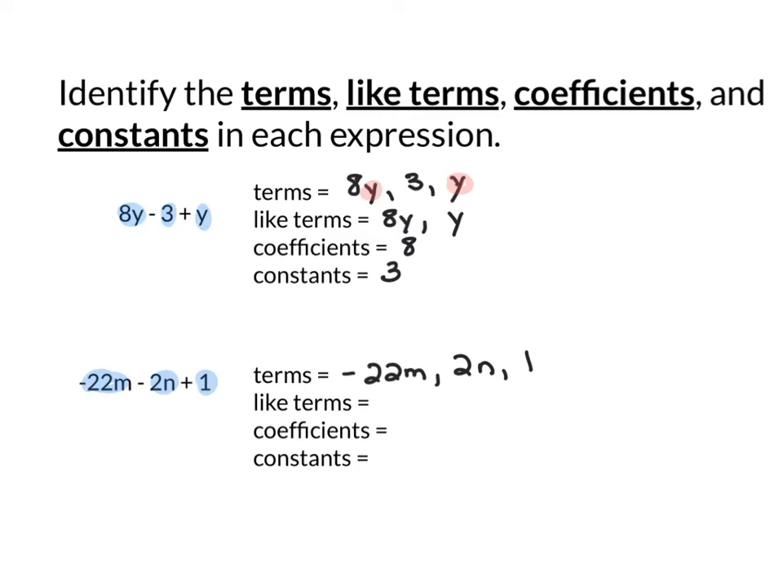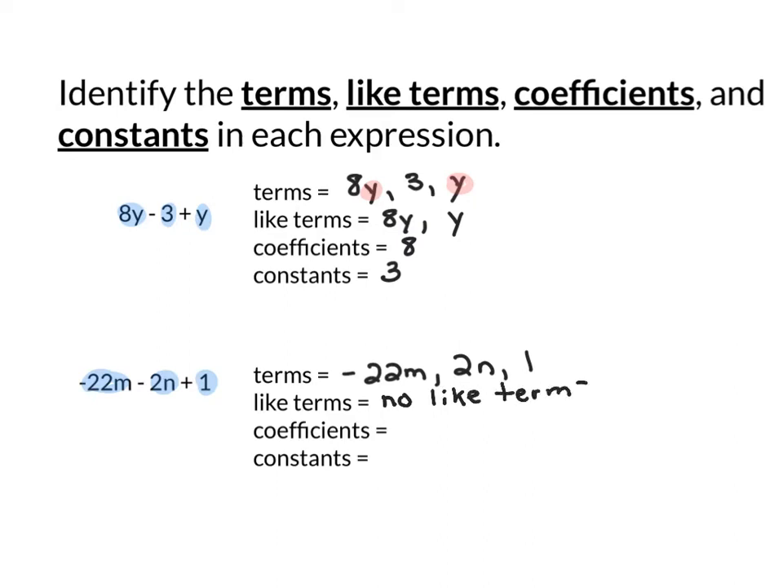Now compare those terms. Do you see any like terms? No. M and n are different, and 1 doesn't have any other number to go together. So we can say no like terms.